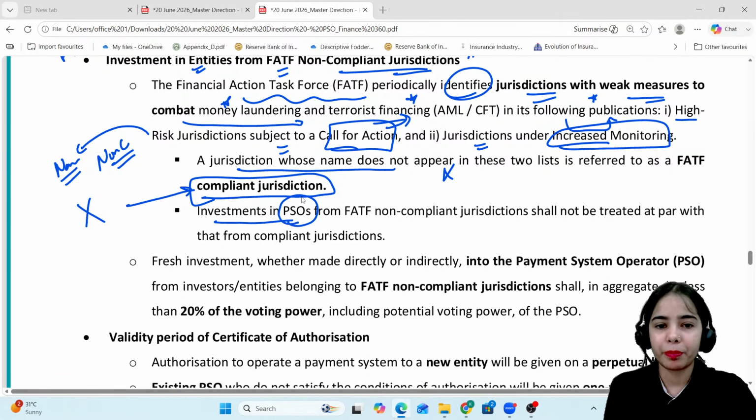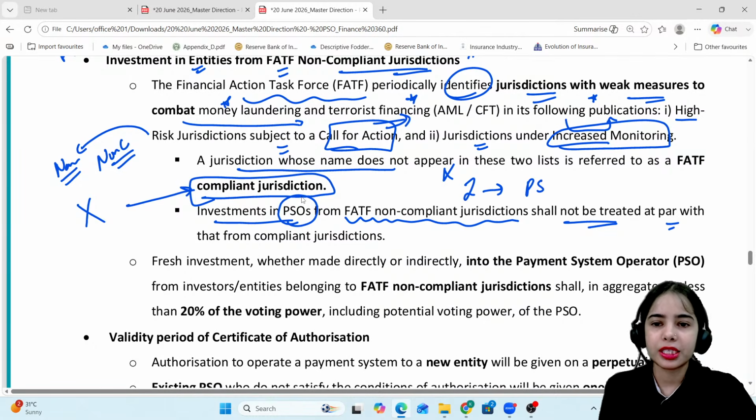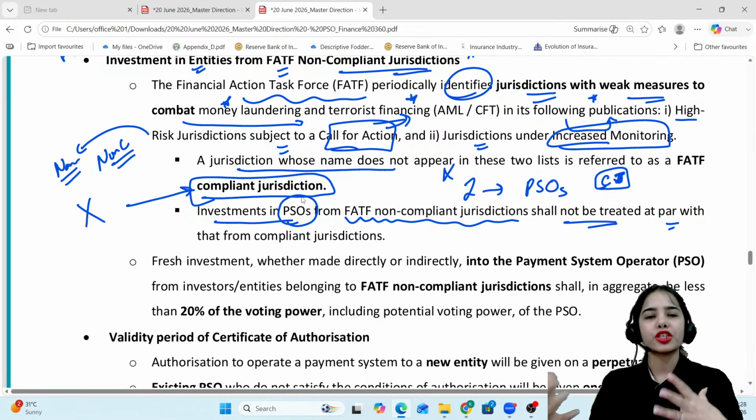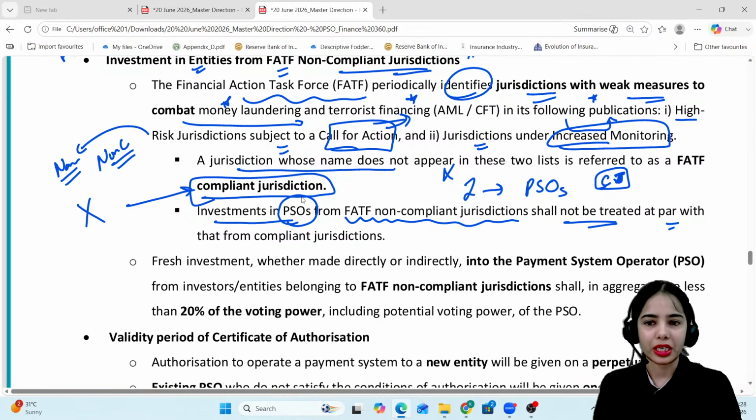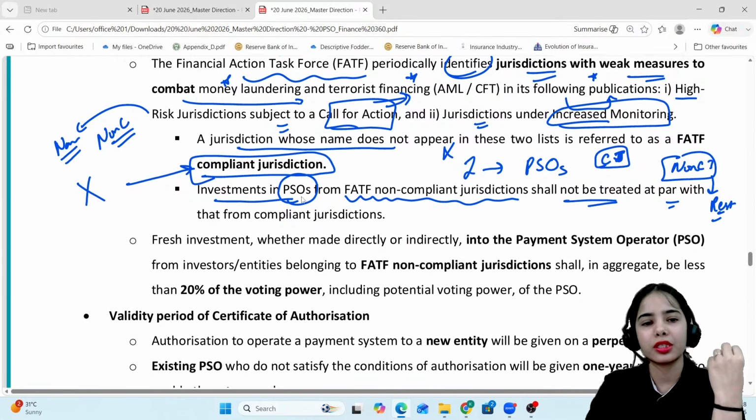Investment in payment system operators from the FATF non-compliant jurisdictions shall not be treated at par with the compliant jurisdictions. So the basic idea is that if the investment is coming to the payment system operators from the compliant jurisdictions, that means they are the jurisdictions that have strong measures to combat money laundering and terrorist financing. If the investment is coming from the non-compliant jurisdictions, there should be some restrictions because they are non-compliant jurisdictions. That is the idea.